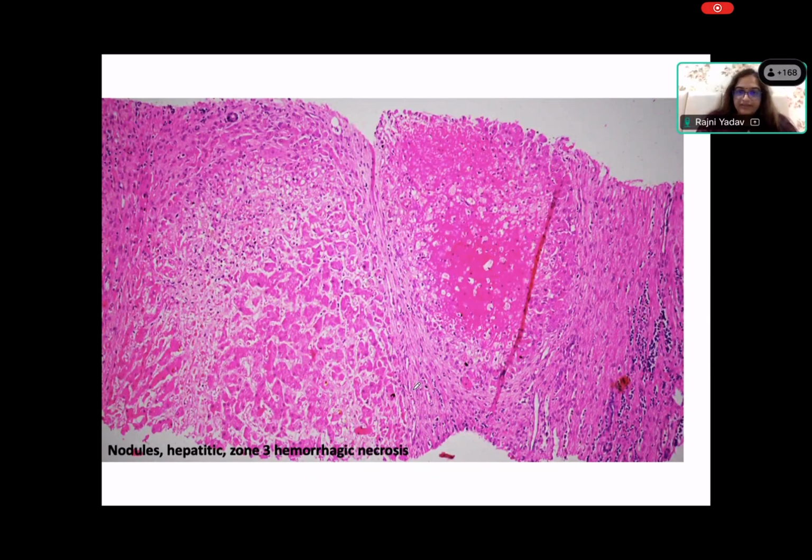This is another case. Here we have got nodules. The nodules are surrounded by fibrous septa, and here if we see, this patch is completely necrotic. So what has happened in this? This patient had chronic liver disease, and on top of that, he has got an acute failure. So this is acute upon chronic liver failure. The etiology for this chronic liver disease looks hepatitic because there is inflammation here, and this is your terminal heart failure related hemorrhagic necrosis, which is predominant in zone 3.